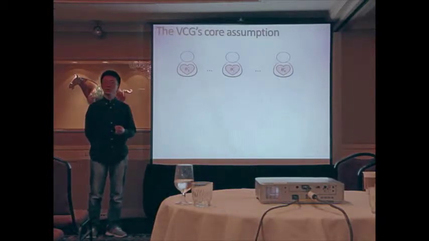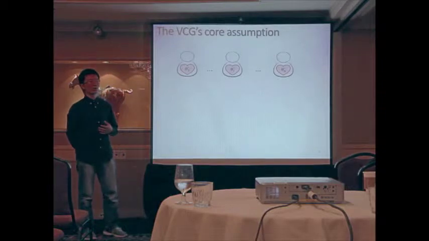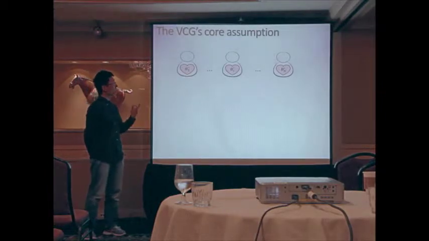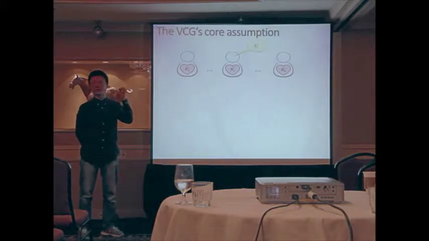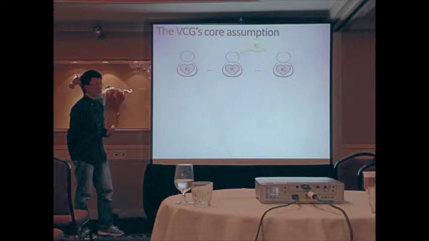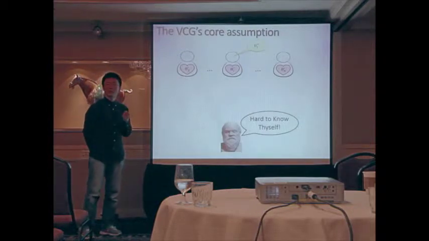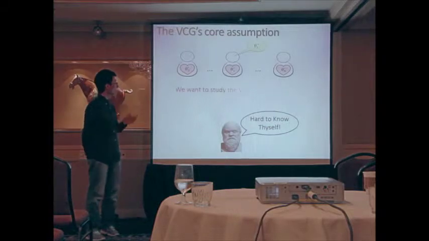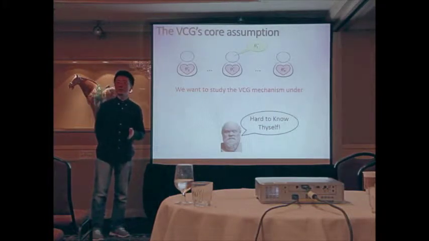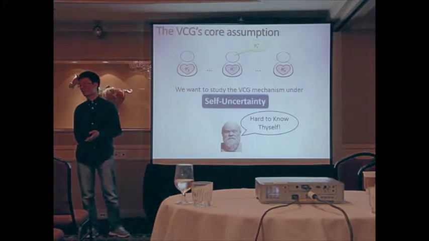If I'm player i, I not only have the true valuation theta_i star in my heart, I also happen to precisely know it in my head, because he has to bid it in the auction, right? If you think about it, this may not be so realistic because it's often very hard to know yourself. We therefore want to study the VCG mechanism under self-uncertainty.